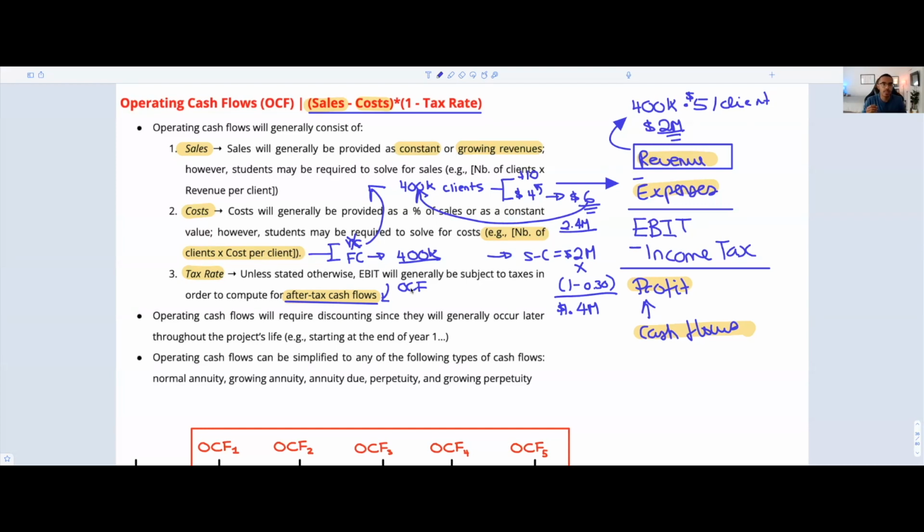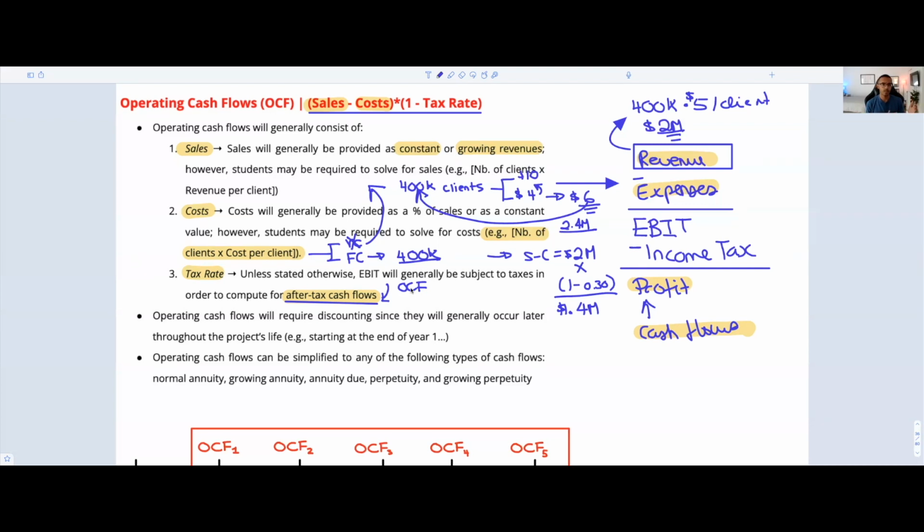Now, within the second subcategory of operating cash flows, we have costs. Cost could be either a percentage of your sales. It could also be simply a constant value. What's even more interesting is that your cost can be divided into two buckets, variable cost and fixed cost. If you have variable costs, I highly recommend that you just include them into your sales. Make it easier for you. Just deal with your fixed cost.